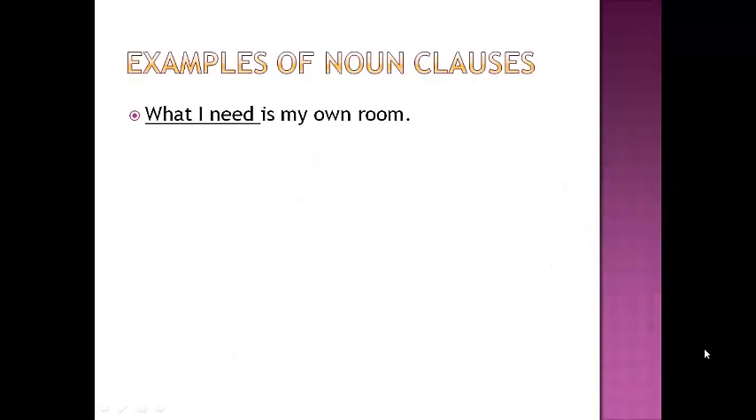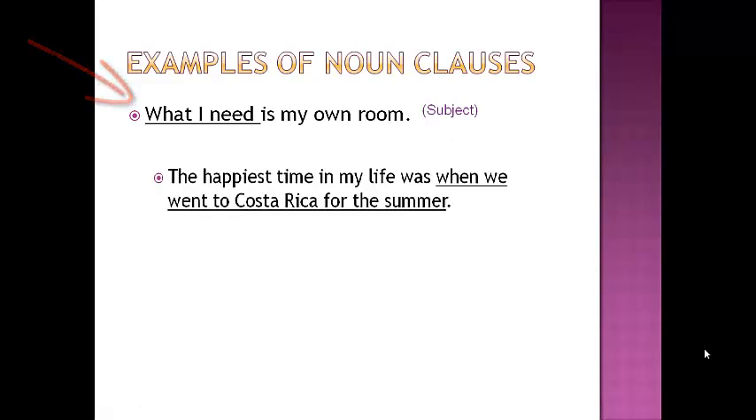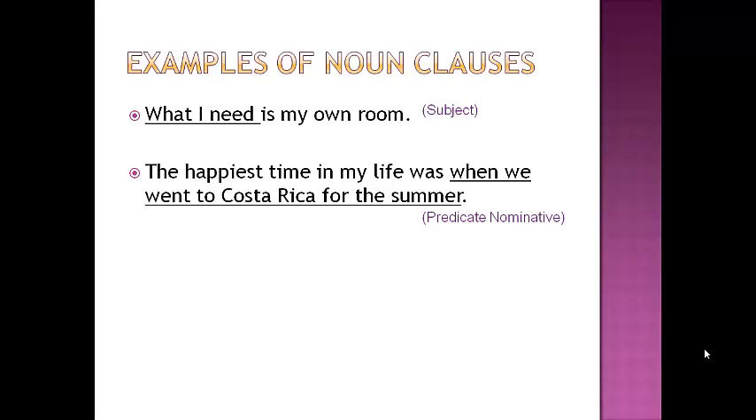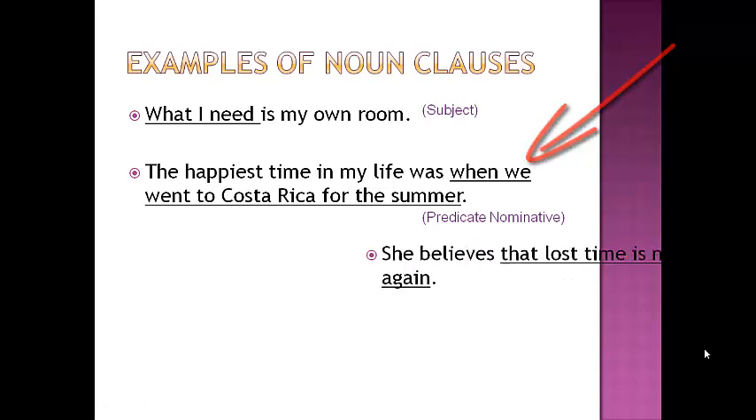Let's look at some examples of a noun clause. What I need is my own room. What I need is my noun clause, and here it functions as a subject in my sentence. In our second example, the happiest time of my life was when we went to Costa Rica for the summer. Notice your noun clause is underlined there. Here, when we went to Costa Rica for the summer, functions as a noun clause, but it's a predicate nominative within my sentence.